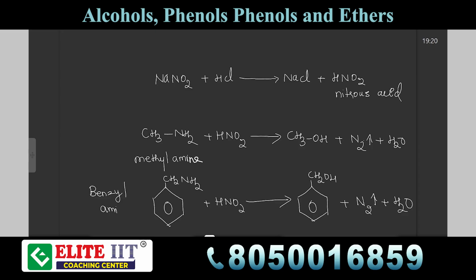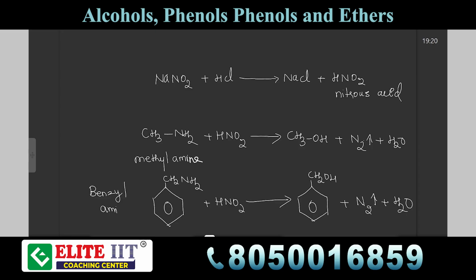An aldehyde, when you subject it to hydrogenation, that is reduction in the presence of platinum or palladium, what do we get here? Option C, primary alcohol. Aldehyde always gives a primary alcohol.